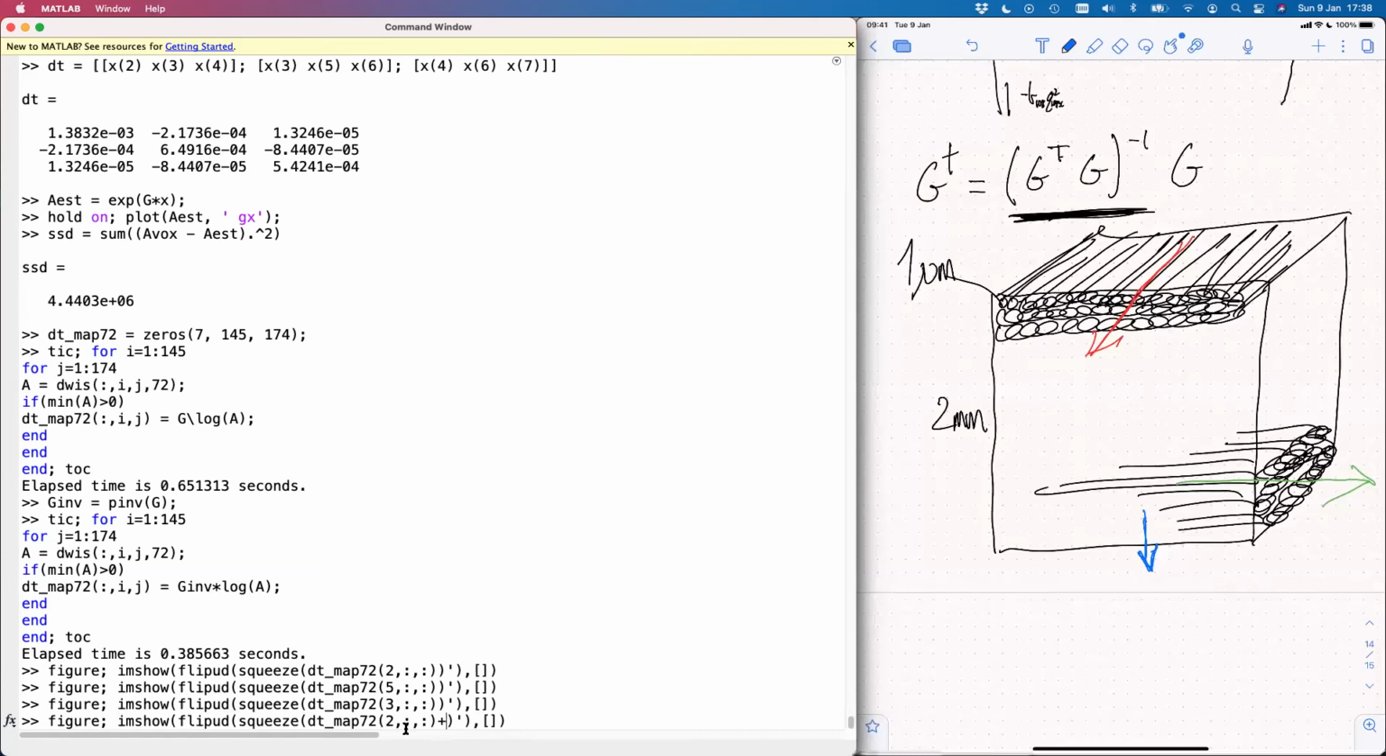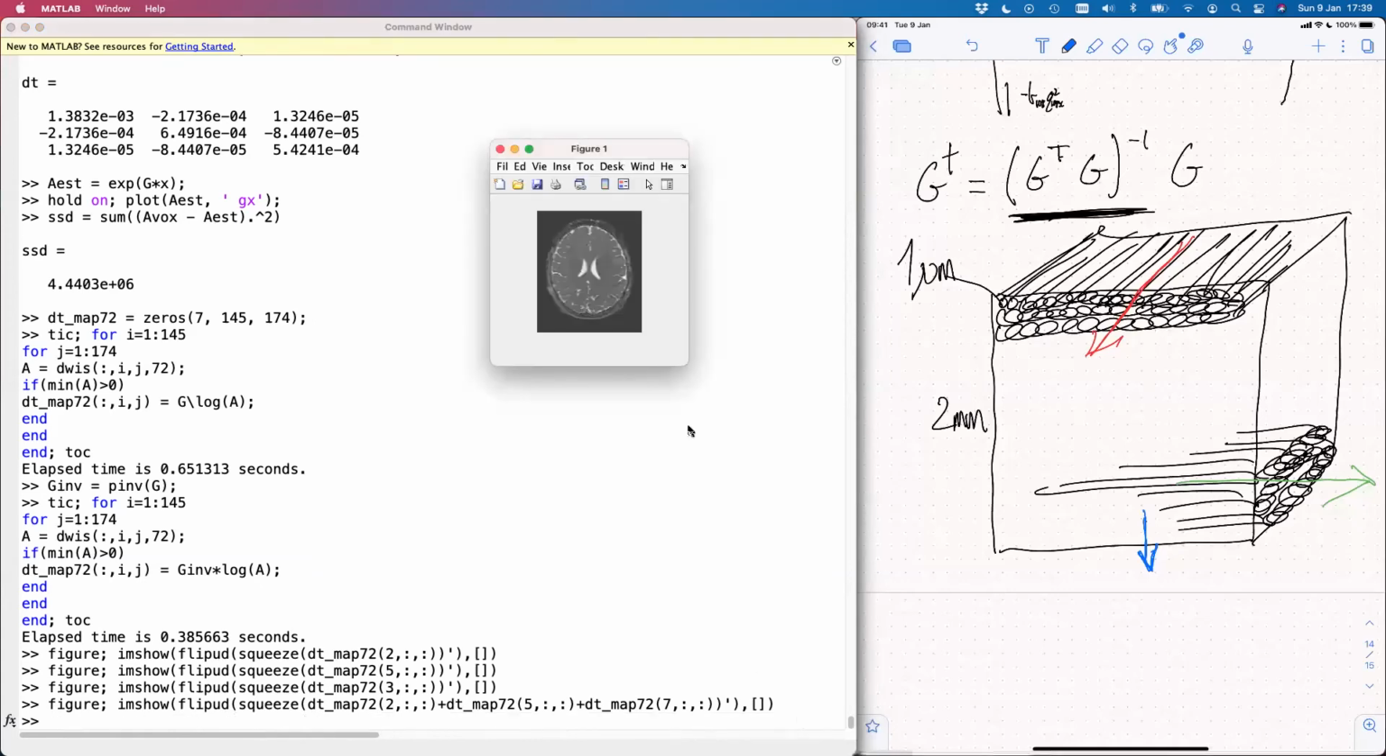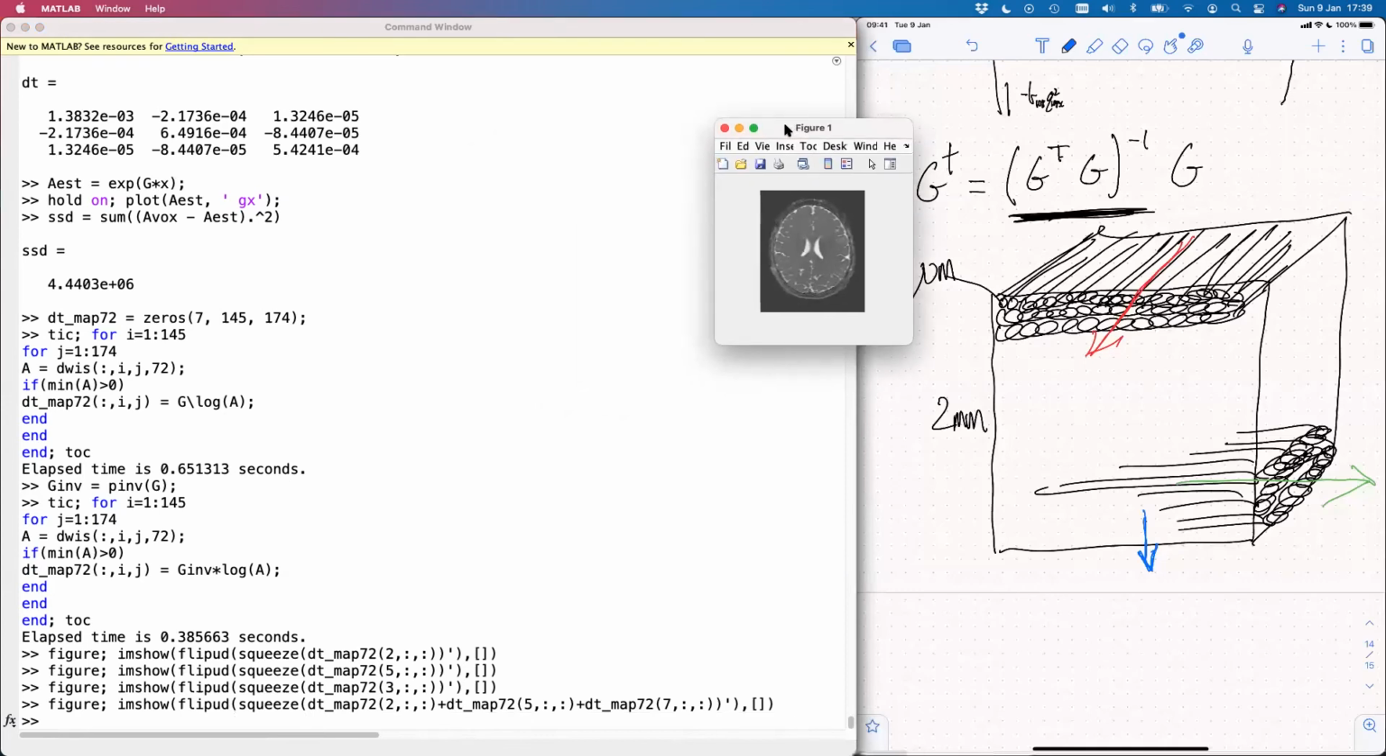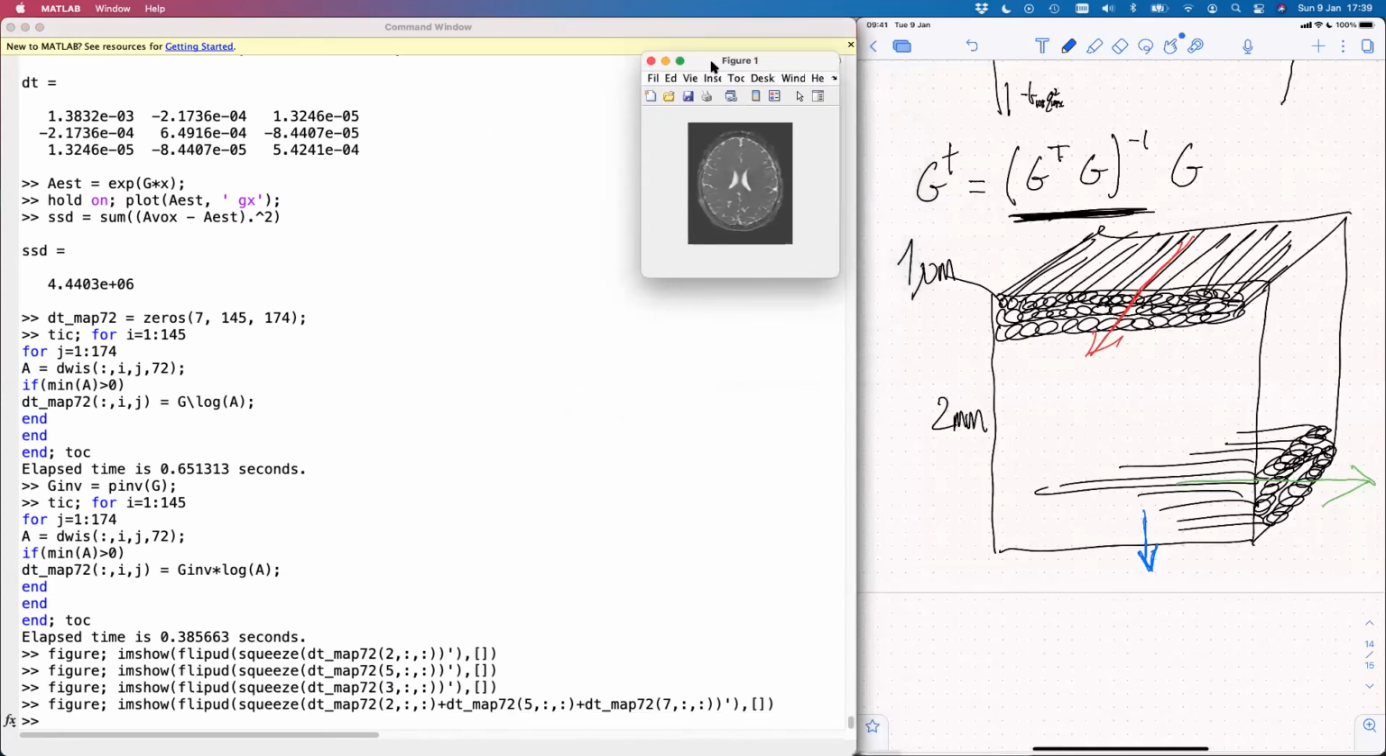So this is the second element, of course, was dxx. The fifth one was dyy. And then the seventh one is dzz. So if we just add those three maps together, it will produce a map of the trace of the diffusion tensor. There it is. So it looks much like what we saw on the slide.